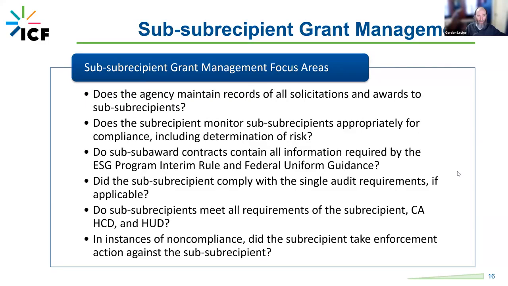Do your sub-sub awards contain all of the information required by the interim rule and the federal uniform guidance? So did you manage to pass down everything in the ESG program interim rule and 2 CFR 200? Did the sub-sub comply with the single audit requirements if applicable? So we talked about single audit earlier. Did the sub-sub comply in the event that it was relevant? Do your sub-subs meet all of the requirements of the subrecipient, HCD, and HUD? And so this is the same as self-monitoring. Do we meet all of the requirements of HCD and HUD, with the additional layer of, if the subrecipient passed down any requirements to the sub-sub, did the sub-sub follow those additional subrecipient requirements?